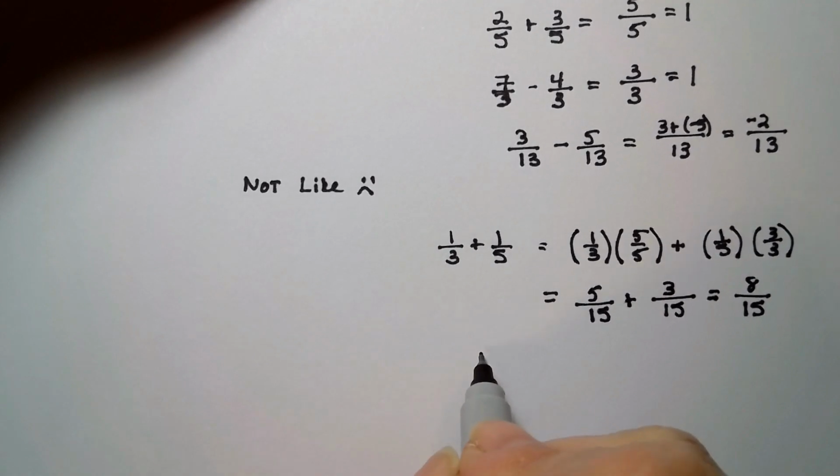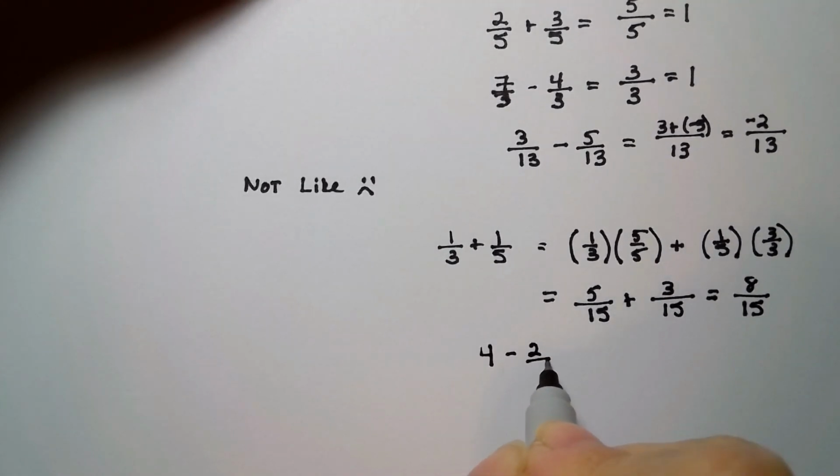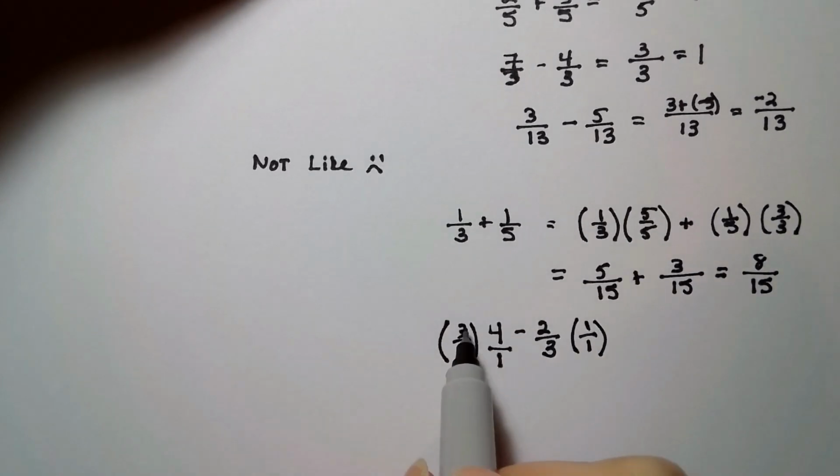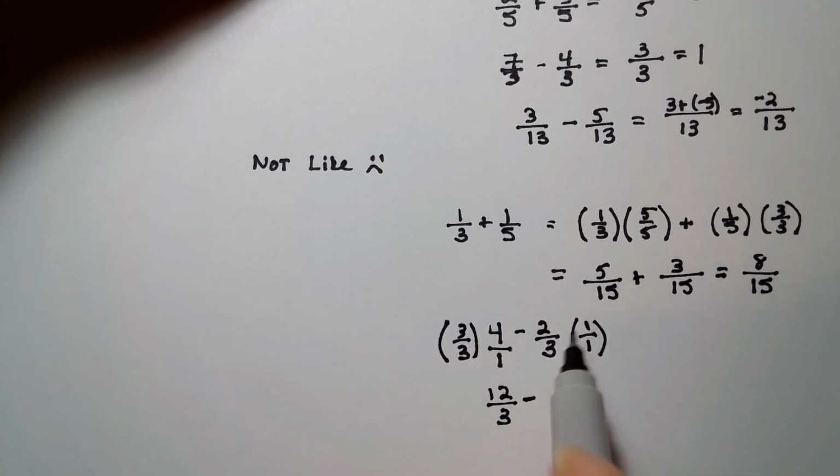I don't know, 4 minus 2/3. So you can write 4 as 4/1. And then again, we're going to multiply this one by 1/1. If you want to think of it that way, you don't have to do anything with this one. And you're going to multiply this one by 3/3. And now if we clean that up, we're going to have 3 times 4 is 12/3. Bring down the minus. 2 times 1 is 2/3.